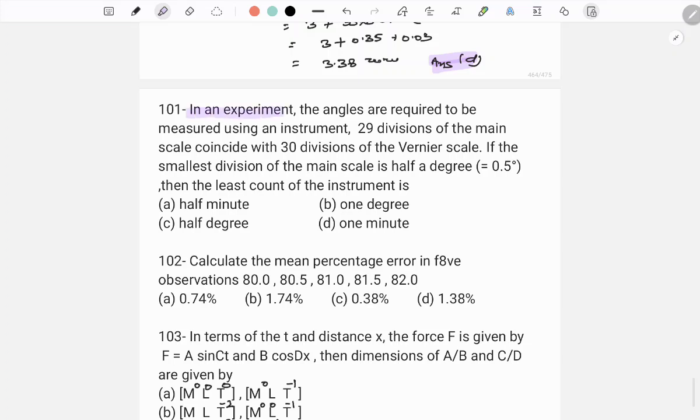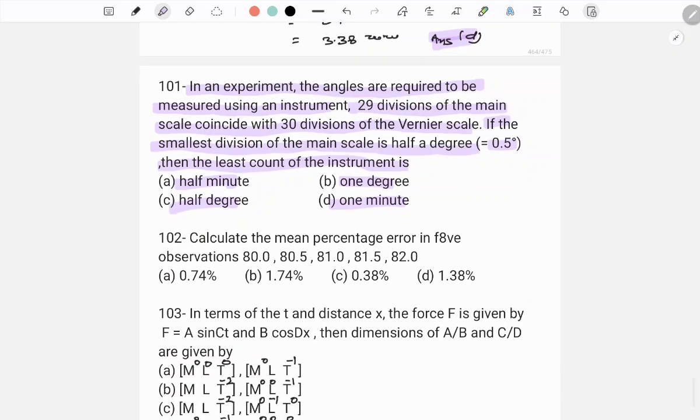101. In an experiment, the angles are required to be measured using an instrument. 29 divisions of the main scale coincide with 30 divisions of the vernier scale. If the smallest division of the main scale is half a degree, equal to 0.5 degree, then the least count of the instrument is: half minute, 1 degree, half degree, 1 minute.